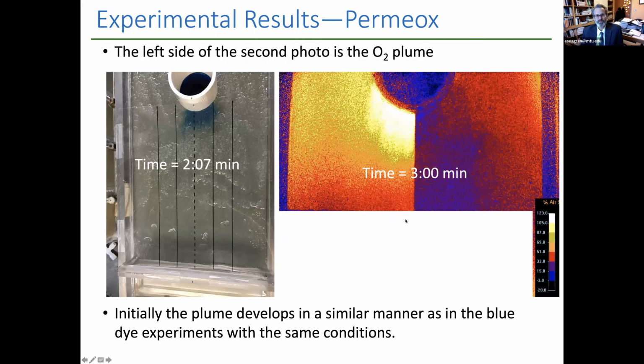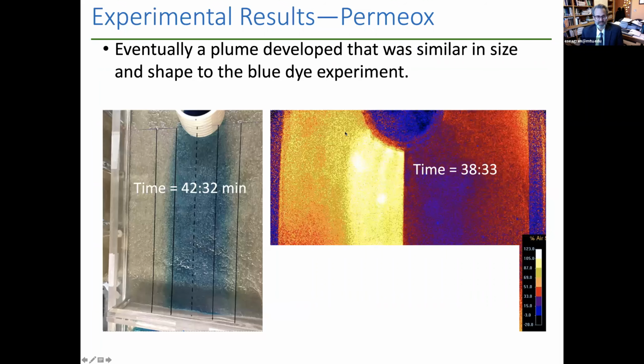So here we see early on, the plume emitting similar to what we saw with the blue dye. We see the elevated oxygen levels here, over 100% saturation, maybe closer to 120% saturation, and the background down here at something less than that. We'll see that better in the profiles. And the plume continued to develop, and after time we see it is similar in size to the blue dye experiment.